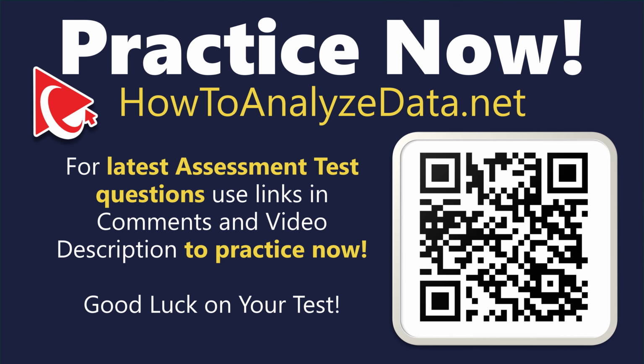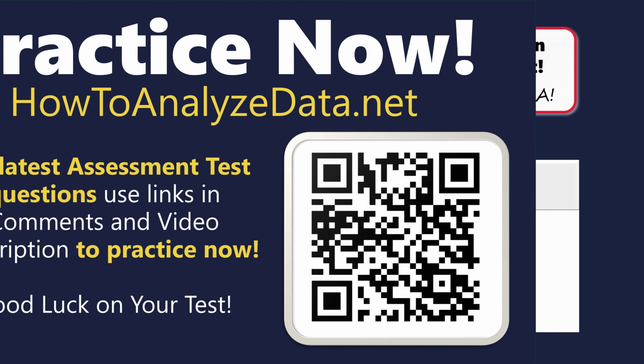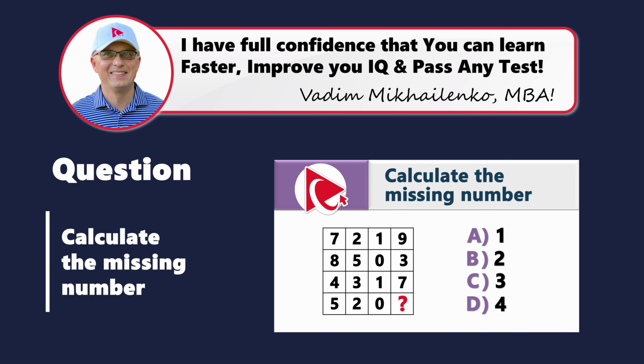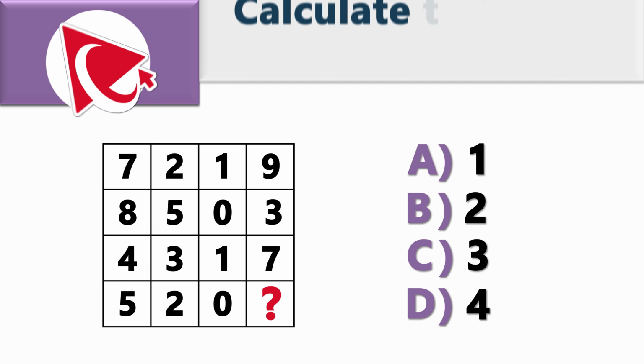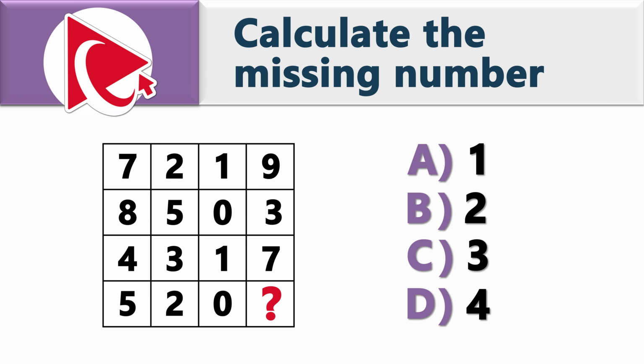It's puzzle time, and this one is more perplexing than teaching a goldfish how to play chess. You're presented with a 4x4 matrix. One of the values in the matrix is missing. The values that are there, starting with row 1, are 7, 2, 1, and 9. Row 2 has 8, 5, 0, and 3. Row 3 has numbers 4, 3, 1, and 7.